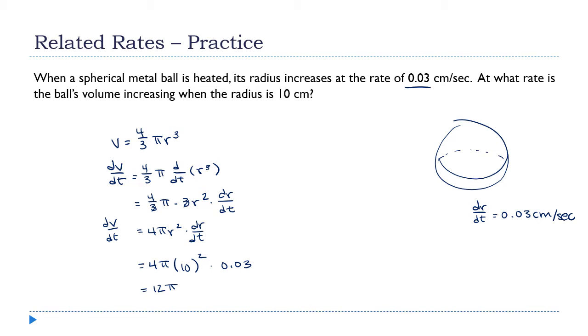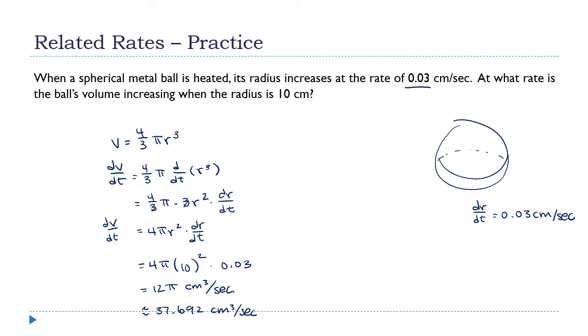Now, if this were a math class, which yeah, it is, I would stop at 12 pi and I would give some units here. This is the volume, so the volume is going to be measured in cubic centimeters. So 12 pi cubic centimeters per second. Now the physics guys, the engineering guys, they're not going to be happy with having pi in the answer. So pi is 3.1415. If you put that in there, this is approximately 37.692 cubic centimeters per second.